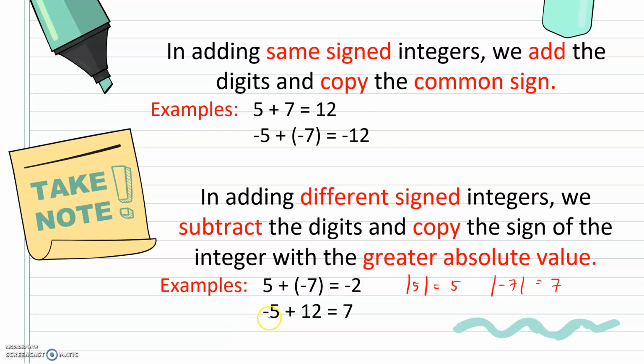Another one is if you are adding negative 5 and positive 12. That is equal to 7. Since they are different signed integers, you simply subtract the digits, and the difference between 5 and 12 is 7. But since positive 12 has a greater absolute value, we follow the sign of positive 12. That's why the sum is a positive integer.